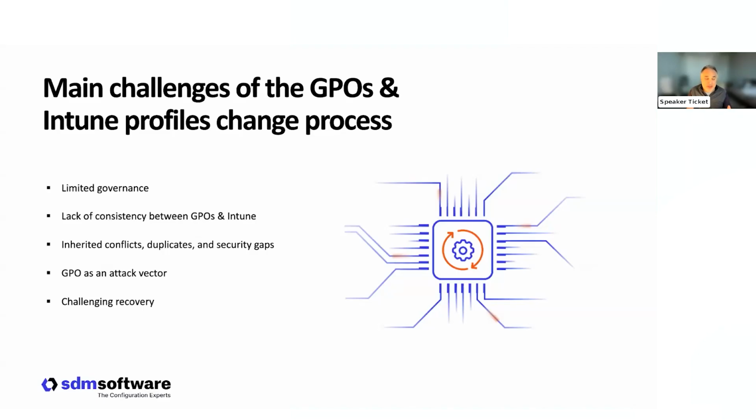How can you ensure that both policies and Intune profiles are not duplicating each other? Maybe there's security gaps. So how do you get that visibility in both? Now you're managing two systems. Kevin, what comes to your mind?